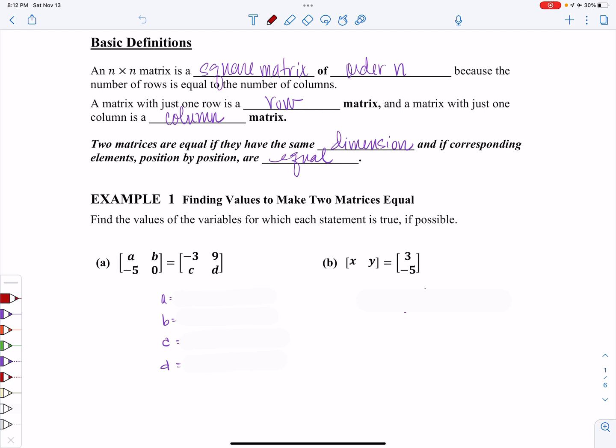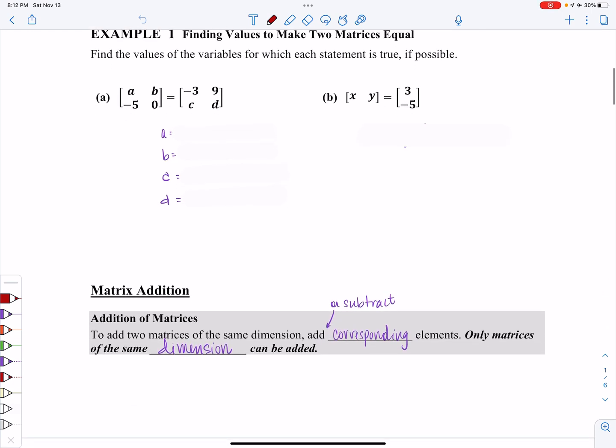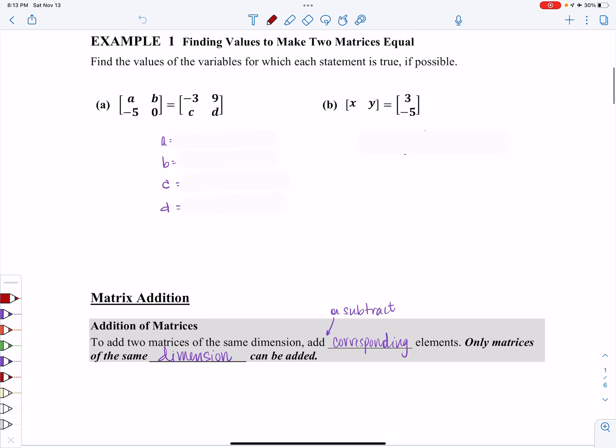So for example number 1, find the values of the variables that make the statement true. So in this particular one, since the variable a is in row 1, column 1, and -3 is in row 1, column 1, then we would say that a is equal to -3. B is equal to 9 because they're in the same position. C is equal to -5 because they're in the same position, and D is equal to 0.